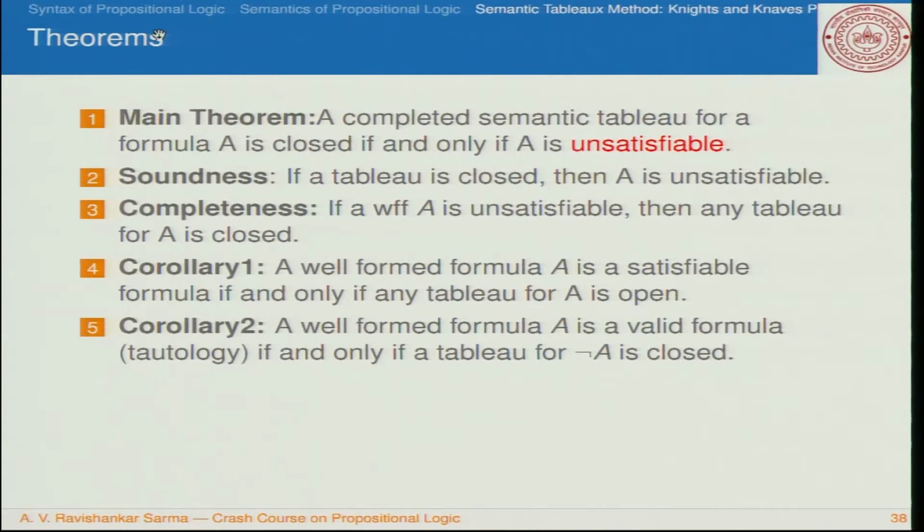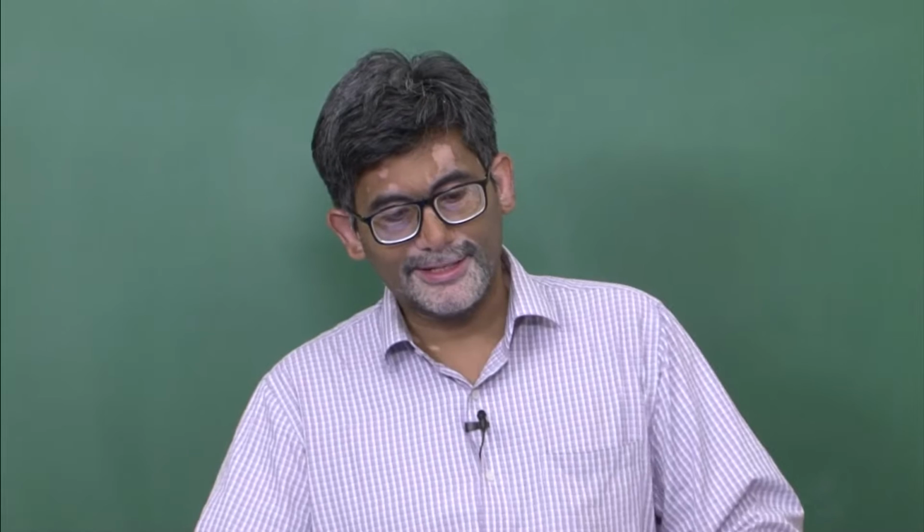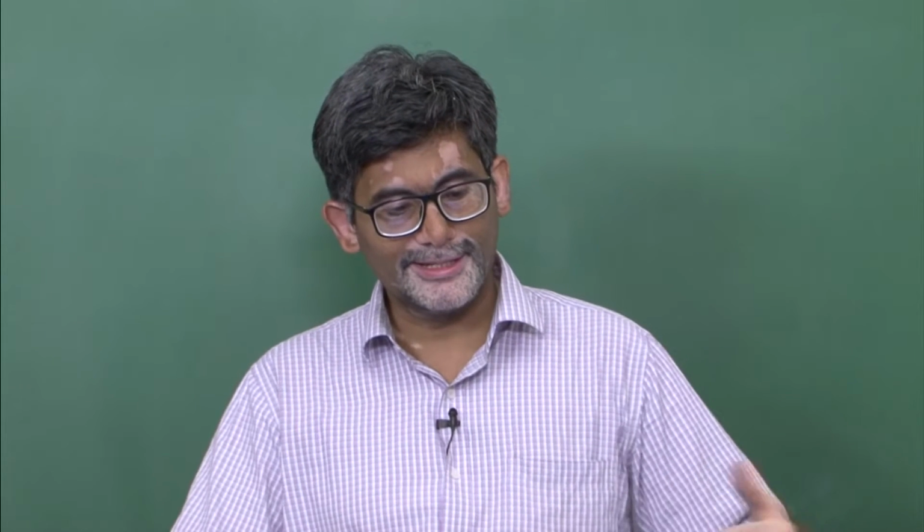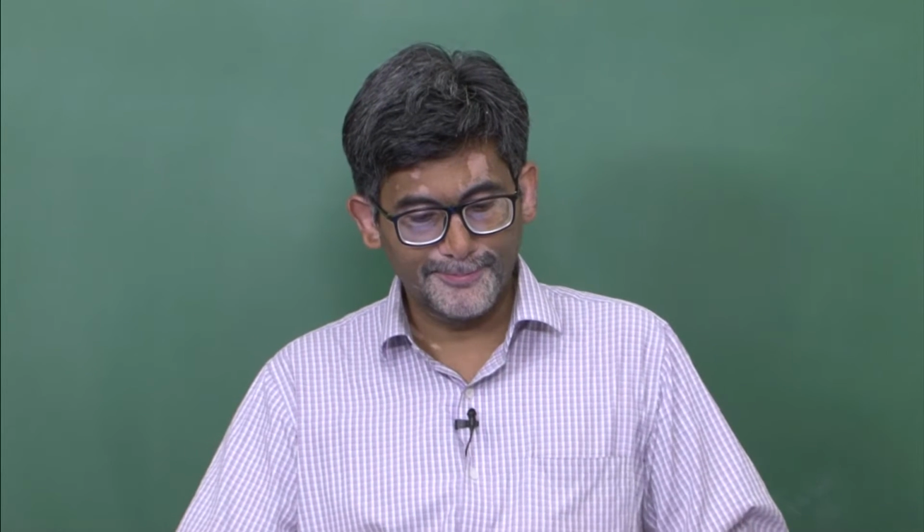And how about soundness? If a tableau is closed, then obviously A is considered to be unsatisfiable. And completeness: if a well formed formula A is unsatisfiable, then any tableau for A is said to be closed. So the idea here is that all the things that we prove in the case of classical logic, all the properties such as these, can be done by using the semantic tableaux method.